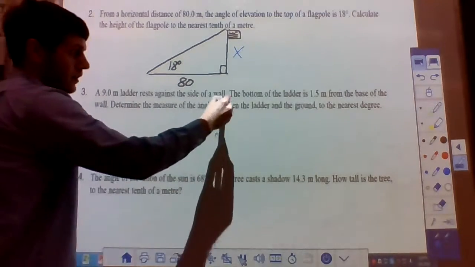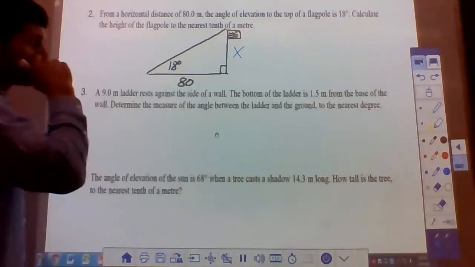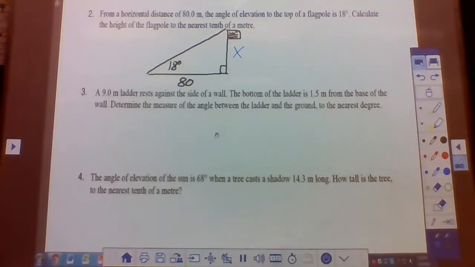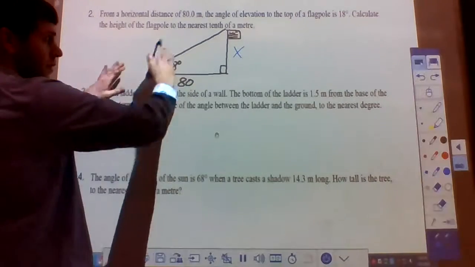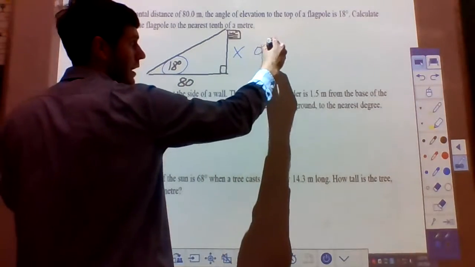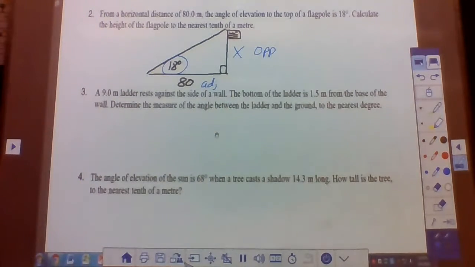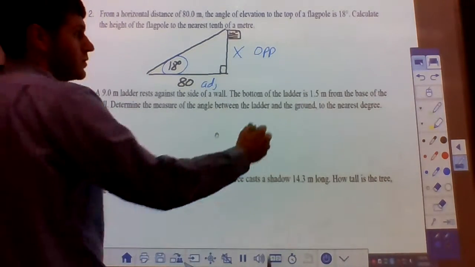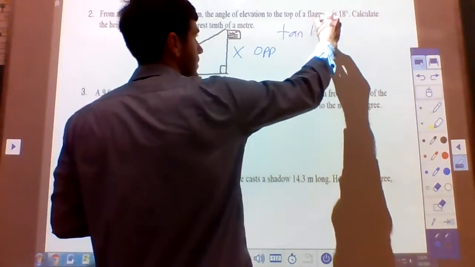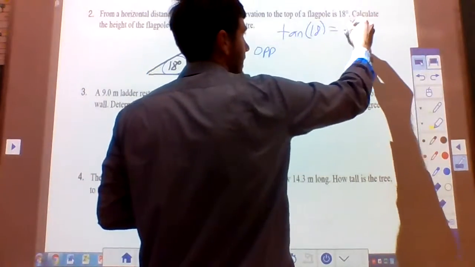I still don't think if I write here. No, you can see it better, I think. All right. So we're finding a side. So we have one angle and one side, and we have to find another side. So we're probably going to use trig functions here. So let's label it. So this is our hypotenuse up here. So here's the angle we're looking at. X is opposite, 80 is next to, so that is adjacent. If we have opposite and adjacent, that means we're going to use tangent. So this is tangent of 18 is going to equal opposite over adjacent, so x over 80.